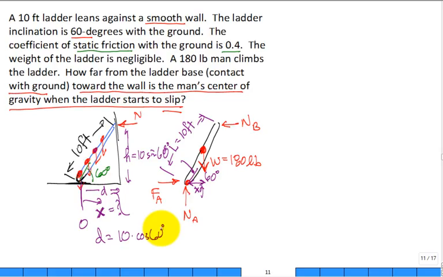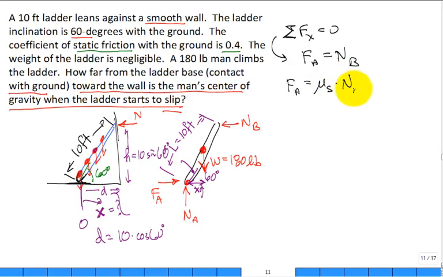which one do you want to do first to calculate X? Do we want to do sum of the moments, sum of the forces? If sum of the forces, in which direction? What do you want to do? Okay, let's do sum of the forces in the X equal to 0. If you do that, you have F of A equal to N sub B. But what was F of A, that static friction at the base, right at the point of slipping? Right at the point of slipping, that's mu sub S times N sub A.